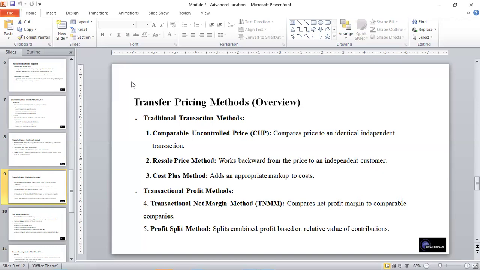And we have the transactional profit methods. The first three are the traditional transaction methods, and now we have the transactional profit methods. An example of this is the transactional net margin method, and it compares net profit margin to comparable companies. And lastly, the profit split method, and this splits combined profit based on relative value of contribution.